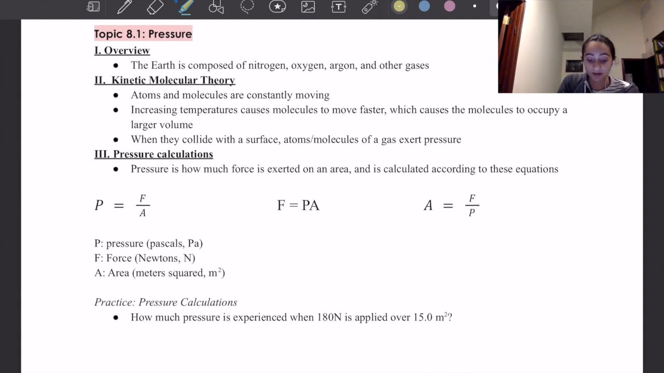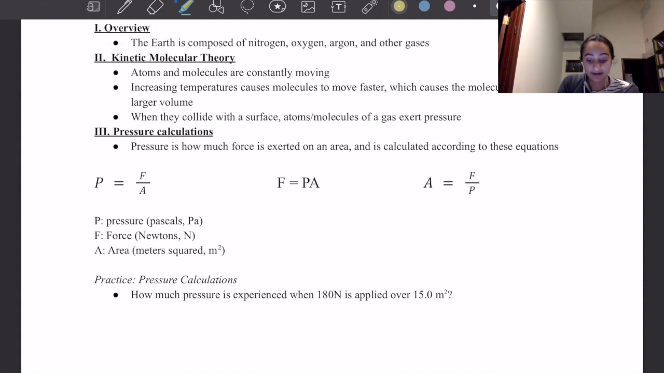So an important concept in chemistry is kinetic molecular theory, which just basically says that particles are always moving, and as you increase temperatures, particles will move faster and will spread apart. And as you decrease temperatures, they will come together and slow down, which will cause molecules to occupy a smaller volume. And then also when atoms or molecules collide with the surface, they exert pressure.